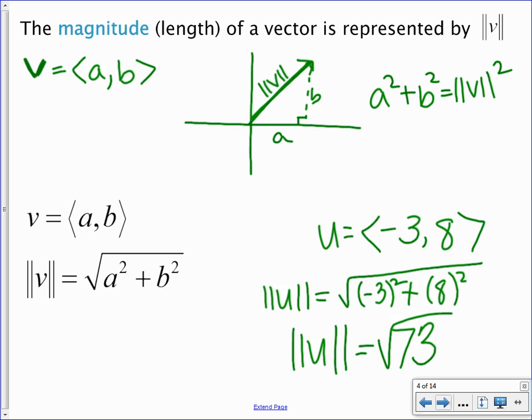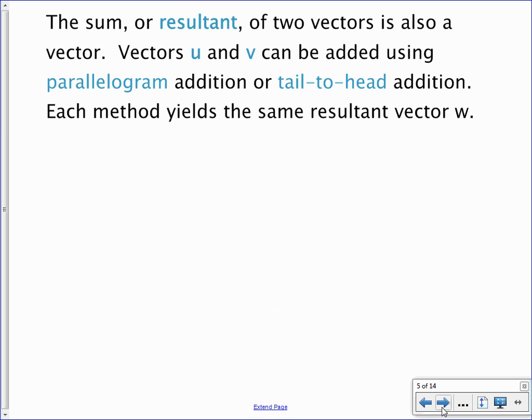All right, let's talk about adding vectors. Morgan already pointed out that she really liked the parallelogram addition. There are two ways that we can add vectors: the parallelogram addition or the tail-to-head addition, which you saw pictures for in your reading last night, correct? I'm going to start with the tail-to-head addition.